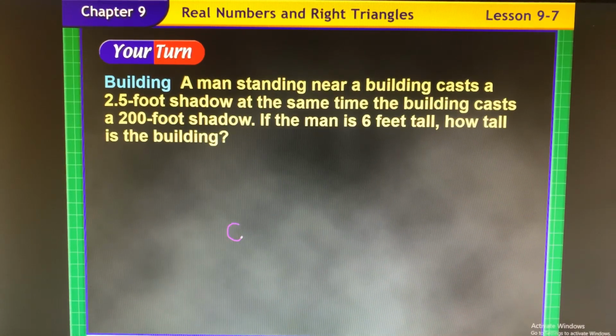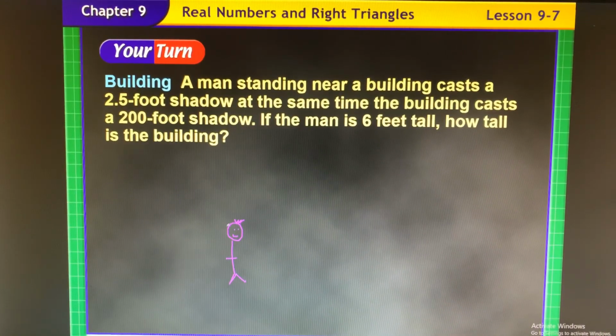So here's the man. I don't know what's going on with him. Here's his hair. Yep, best person ever. They're slightly tilted though. Let's pretend like he's standing up tall. Anyways, a man standing near a building casts a 2.5 foot shadow. So the man has a 2.5 foot shadow, and is 6 feet tall again. Apparently wherever we are, everybody who lives there is 6 feet tall. Apparently I don't live in that area.